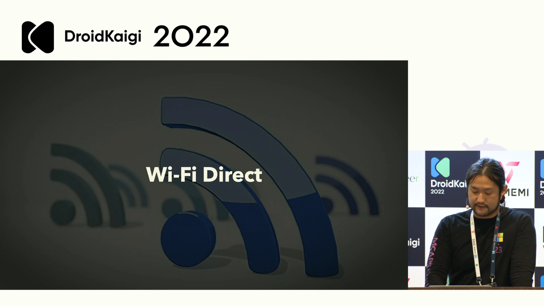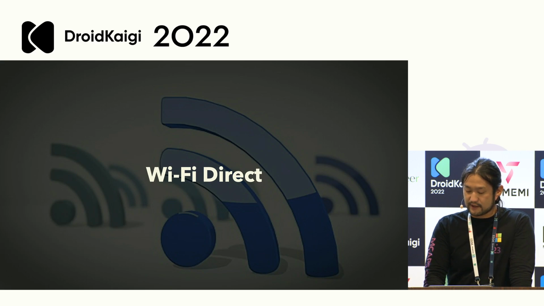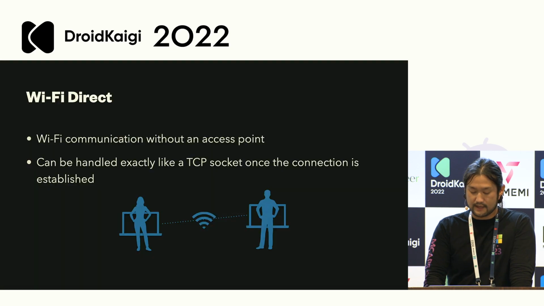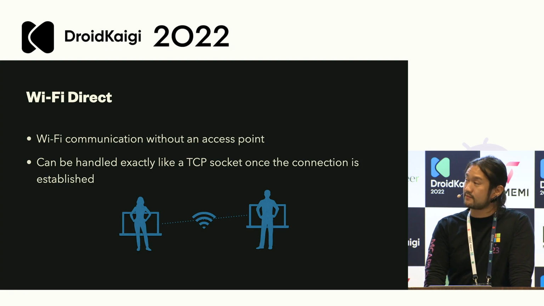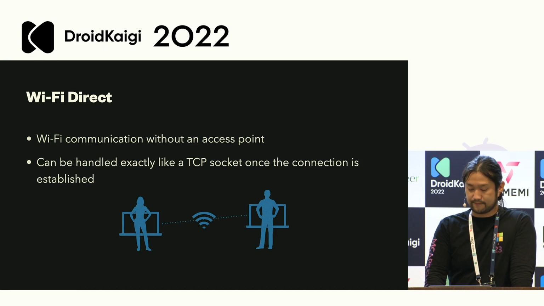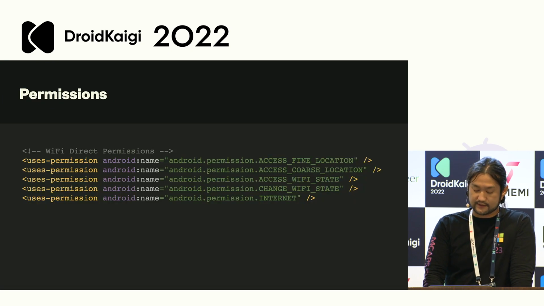Okay, Wi-Fi Direct. There's good reason to start here. Wi-Fi Direct is the closest link to internet programming that you are used to. Simply put, Wi-Fi Direct is Wi-Fi without an access point. Once you establish a connection with someone nearby, the rest is complete TCP socket programming. Okay, let's look at the actual code. First, declare permissions. This is as shown on the official site. Don't worry about it. You don't have to memorize it.